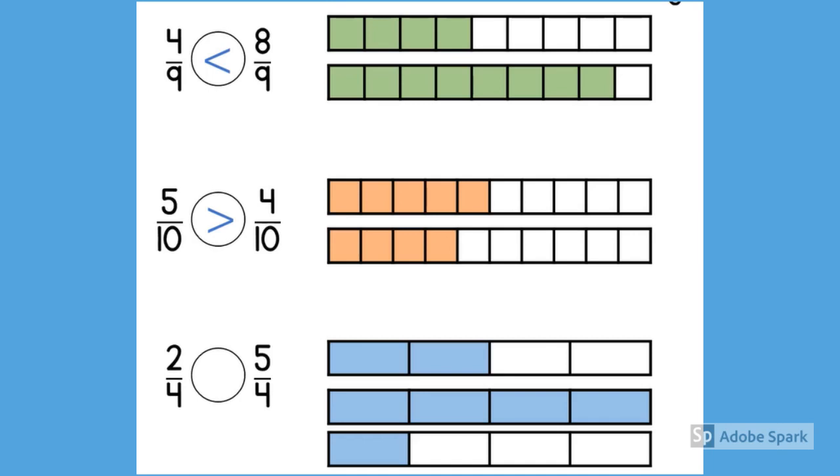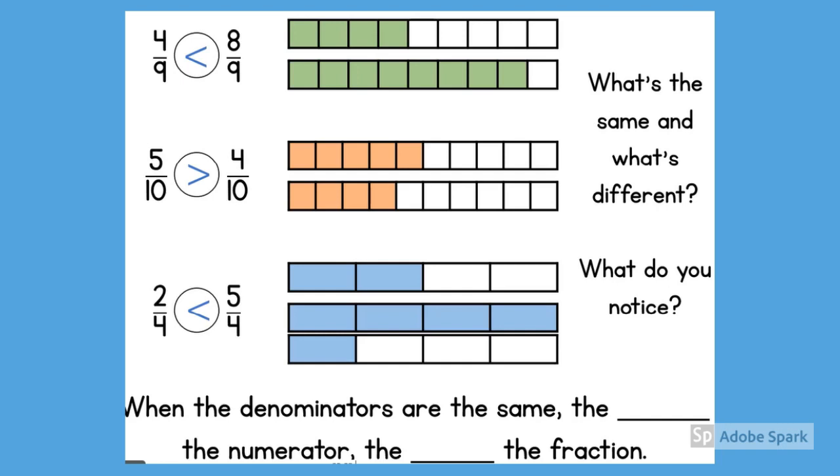4/9 is less than 8/9. 5/10 was less than 4/10, and 2/4 was less than 5/4. Did you remember to shade in all of the parts of one of the bar models and another quarter from the second bar model for 5/4? Great work. So let's take a closer look.